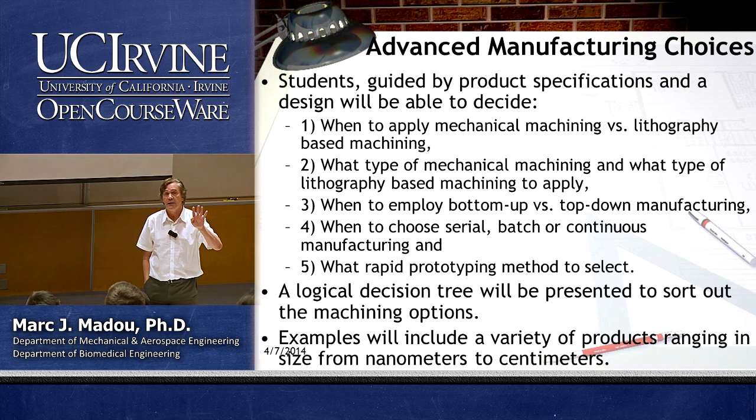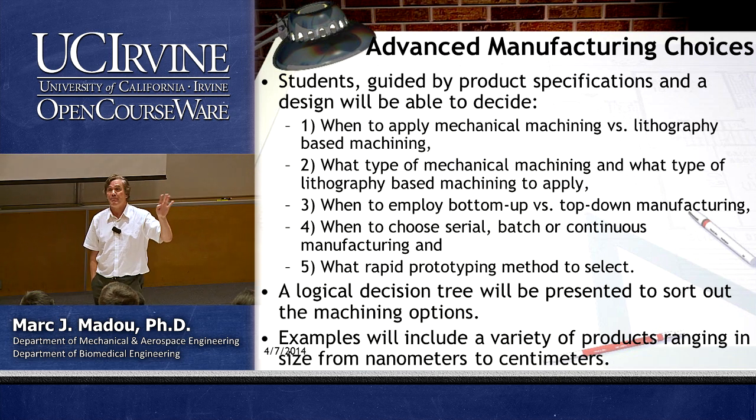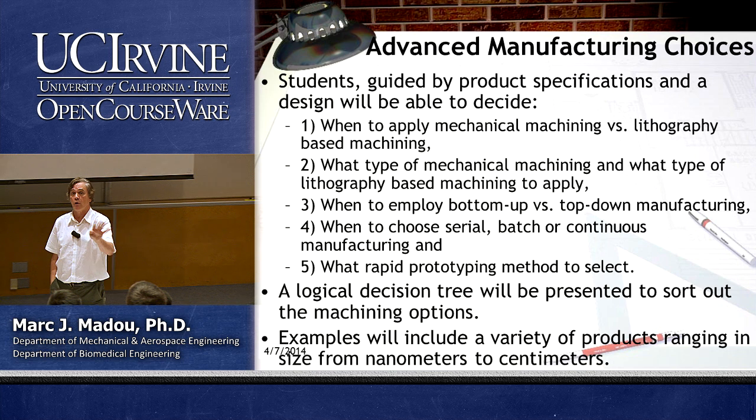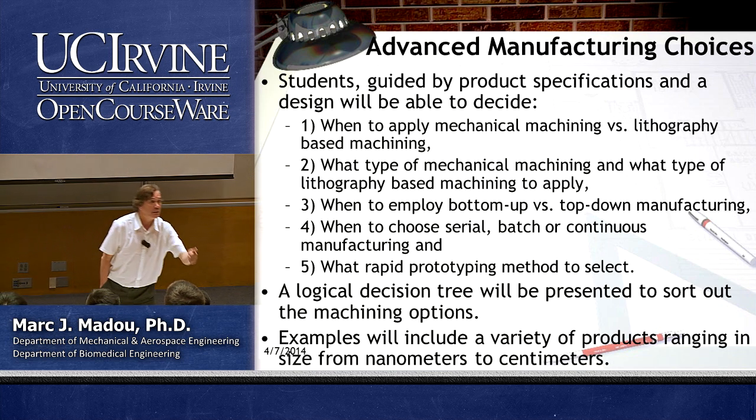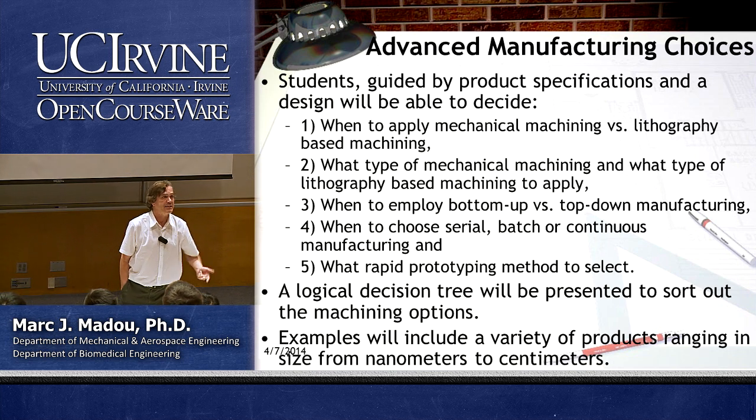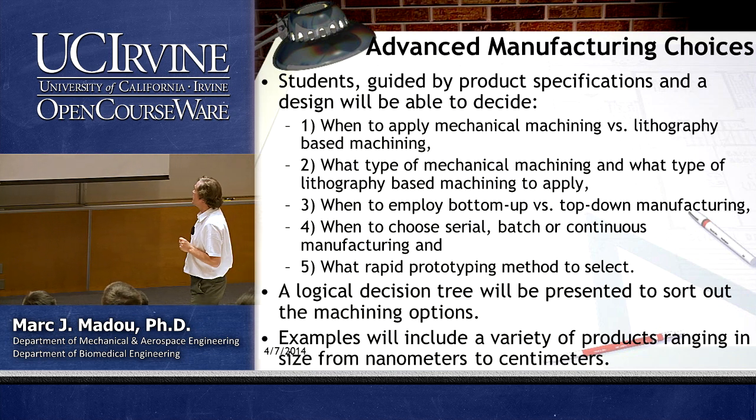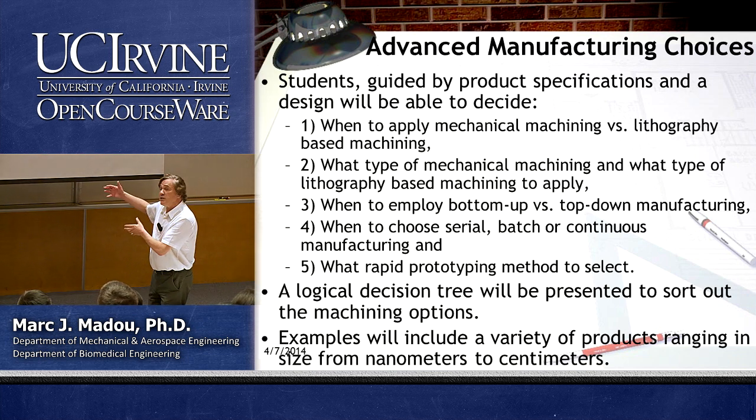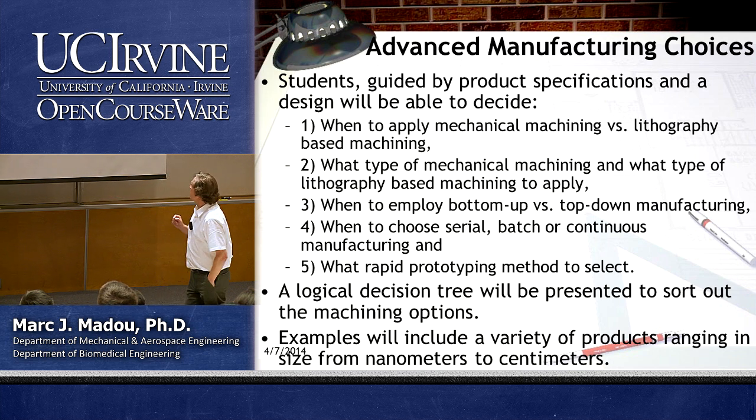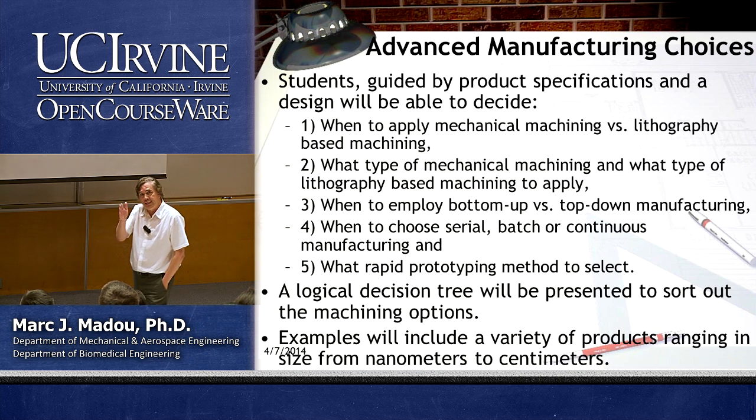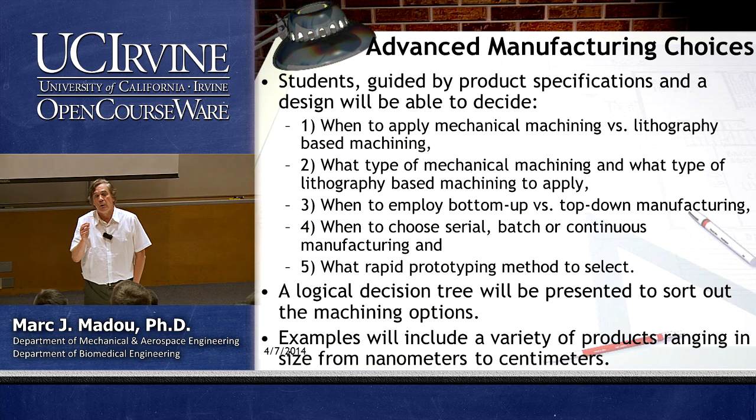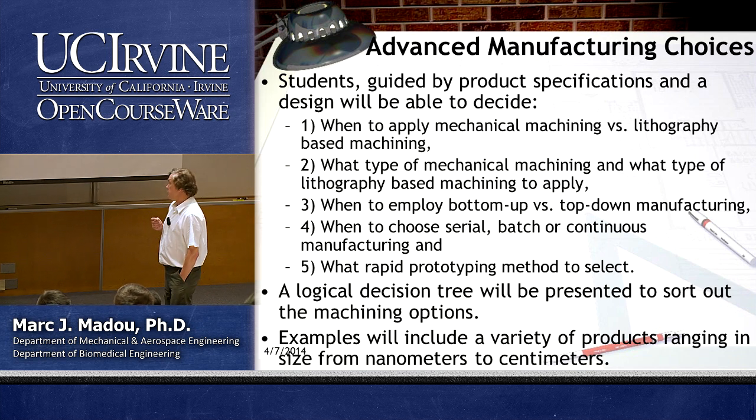You're going to be explained what kind of machines we have at Rapid Tech and which one to choose for what purpose. Is it metal you're going to be working on, ceramic or plastic? You're going to be able to choose what 3D printing machine to use. This eventually will lead to a logical decision tree that we will present to you so that it can help sort out what machining option to choose.